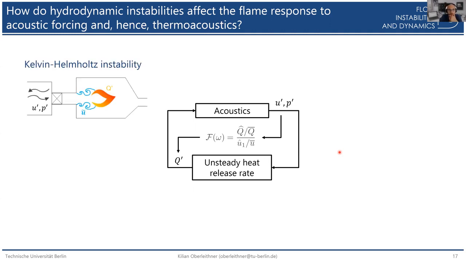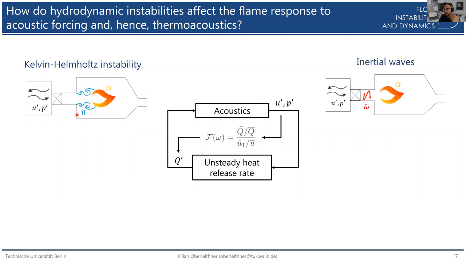So basically, you have the Kelvin-Helmholtz type instability. And of course, the Kelvin-Helmholtz type instability is receptive to acoustic perturbations, and you have this roll-up of the shear layers, and this again causes a roll-up of your flame surface, and that again causes heat release. So there is a potential coupling here.